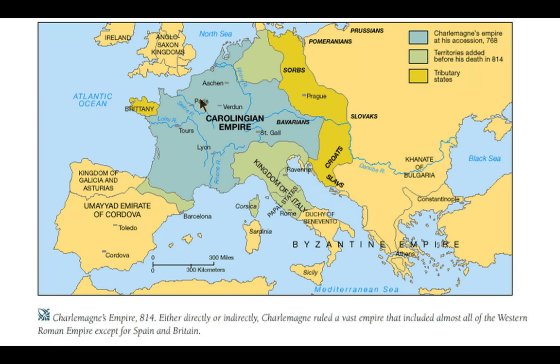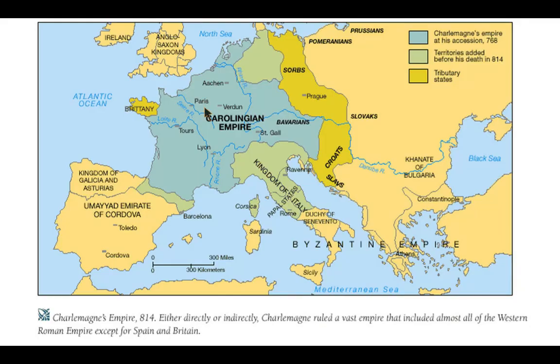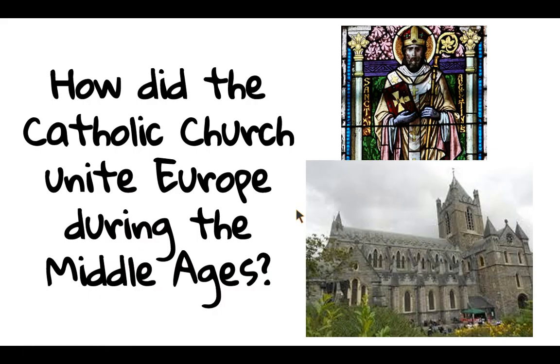Go ahead and pause and summarize that last paragraph. So now you know how the Catholic Church united Europe. It took what used to be different kingdoms and united them under one person's rule. Think about who was responsible for that.